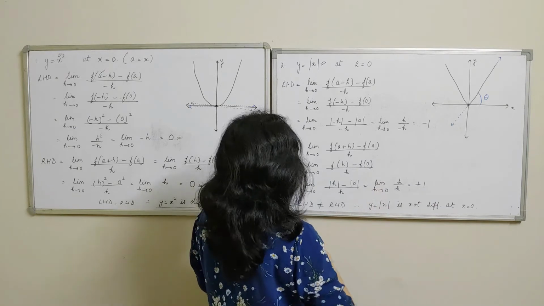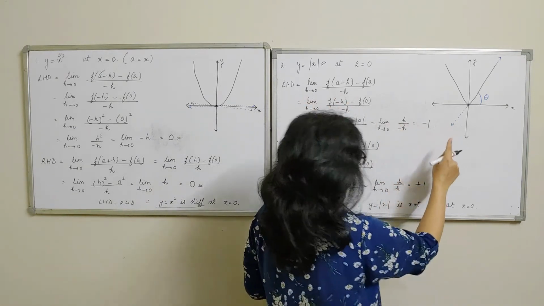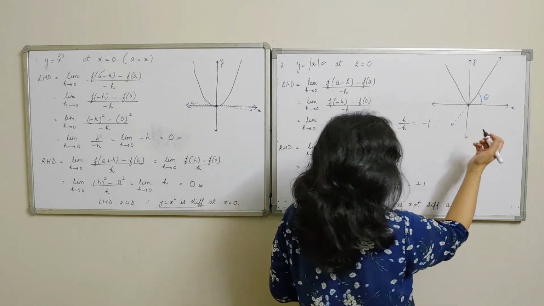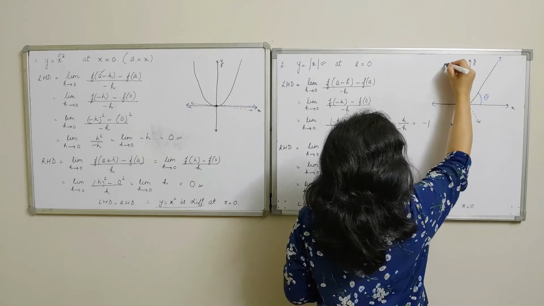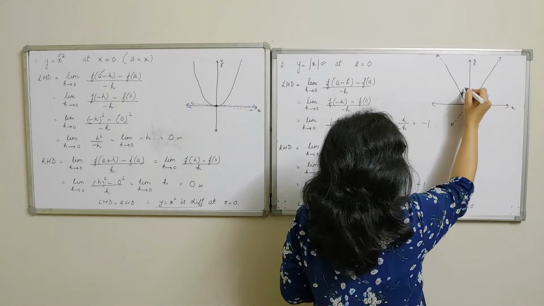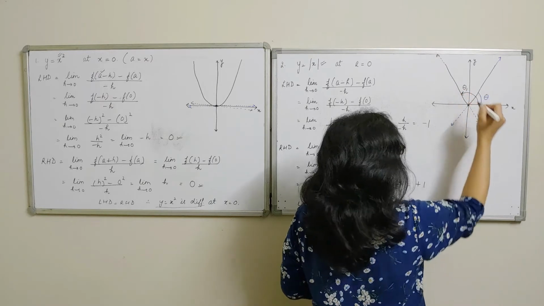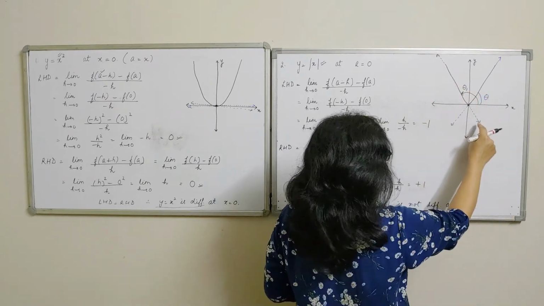Next, let's see here, left hand derivative, slope is minus 1. Slope is minus 1, that means the tangent is making an obtuse angle. So let that tangent be this. This is that tangent. You can see here this angle is an obtuse angle. So the slope is negative.